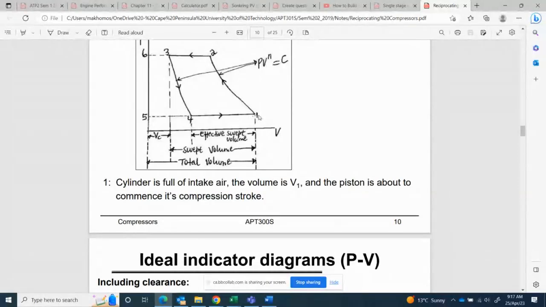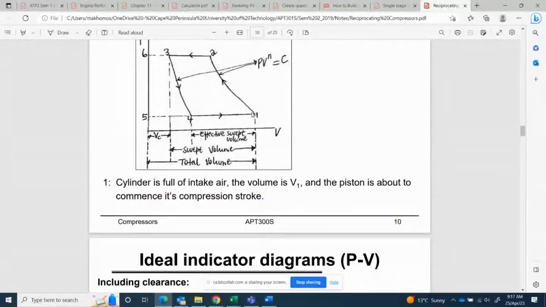The swept volume Vs is given by pi d squared L over 4. It is the distance from 1 to 3. The length or the distance traveled by the piston is called swept volume. So the piston is going to move from 1 to 2, from 2 to 3. So from 3 to 1, it is a swept volume. The swept volume, in other words, is V1 minus V3.